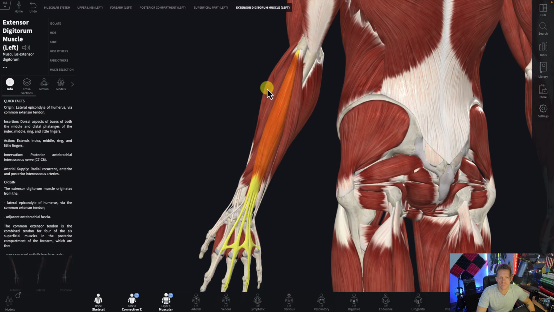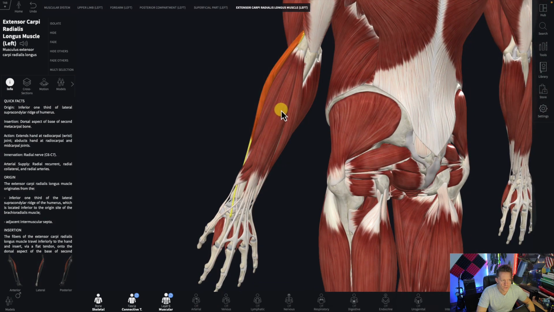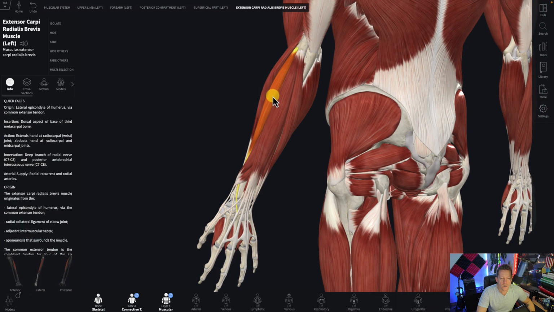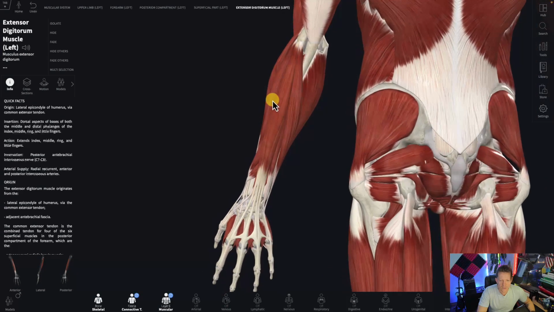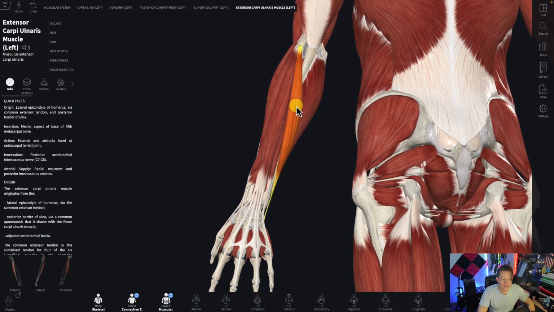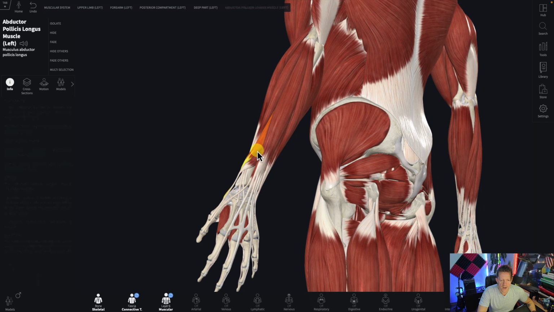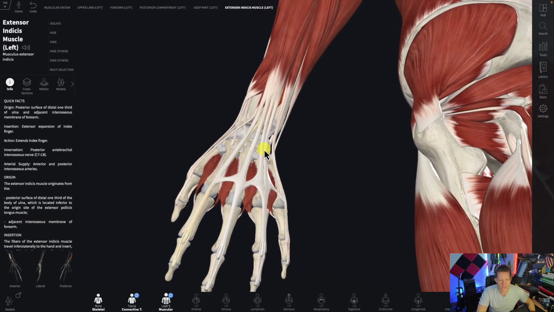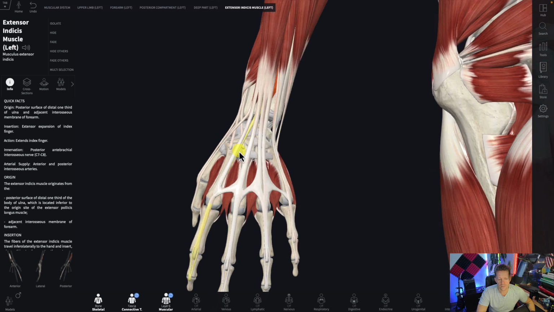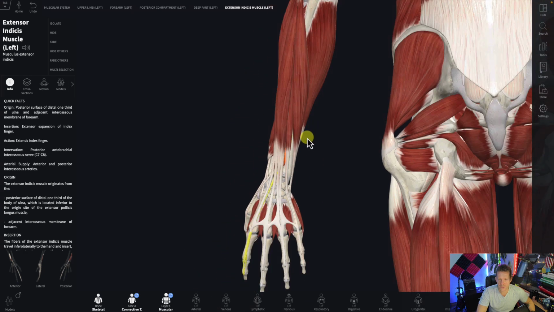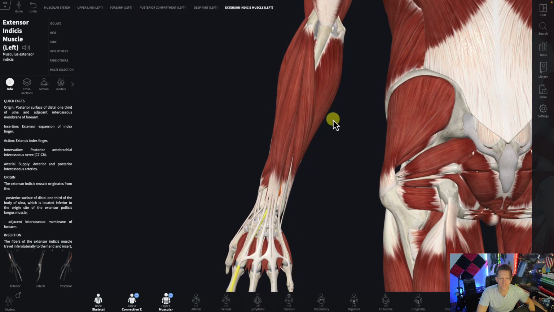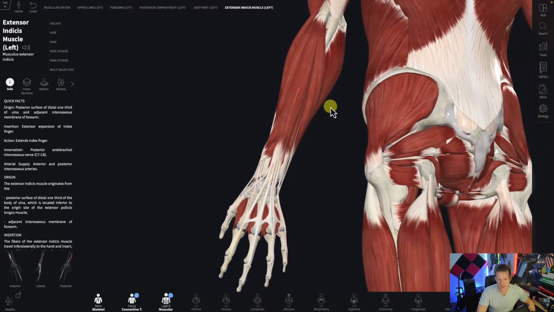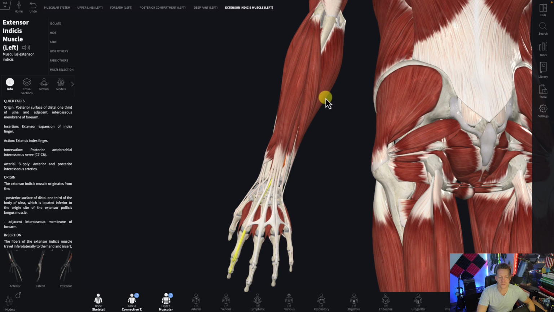So let's recap. Extensor carpi radialis longus, extensor carpi radialis brevis, extensor digitorum muscle, extensor carpi ulnaris, and then abductor pollicis longus, extensor pollicis brevis, and extensor pollicis longus. And there's the extensor indicis muscle. These are all the extensors that we need to look at. And with this, I will conclude the second installment of the forearm muscles, the extensors.